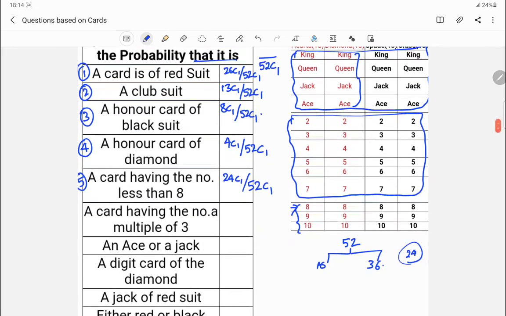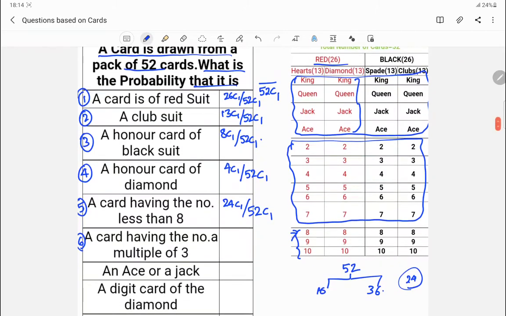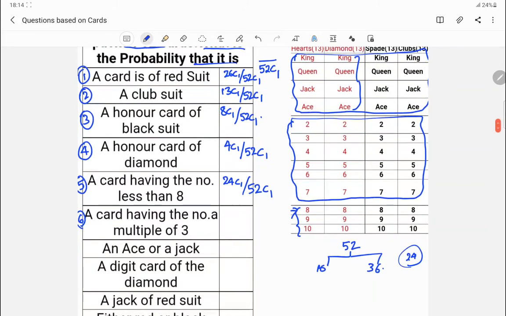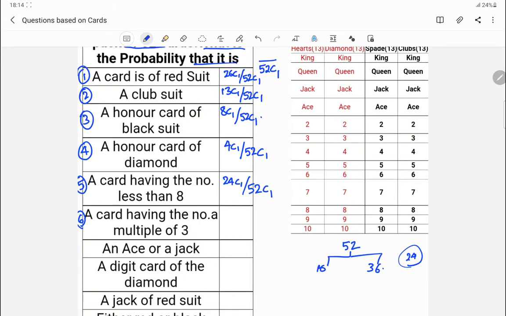Now let us look at the sixth question. This states: what is the probability that a card is having a number and that number is a multiple of 3? So multiple of 3 means these 4 cards are multiple of 3, these 4 cards are multiple of 3, these 4 cards are also multiples of 3. So there are 12 such cards. Out of 12, I will draw one of them and this is 52c1 denominator.